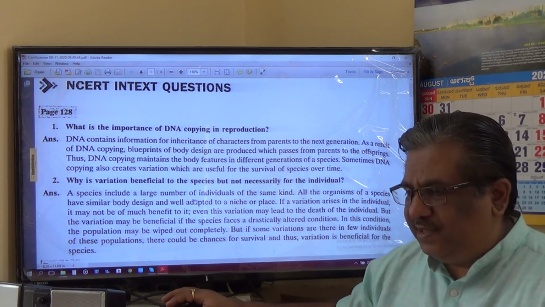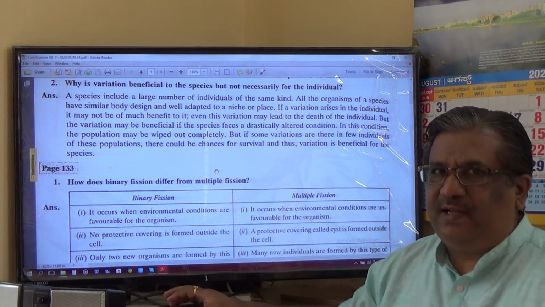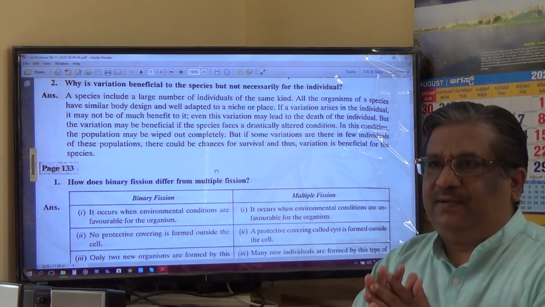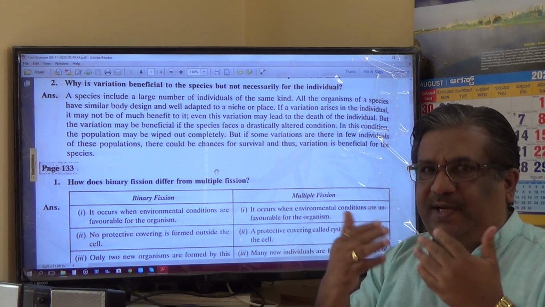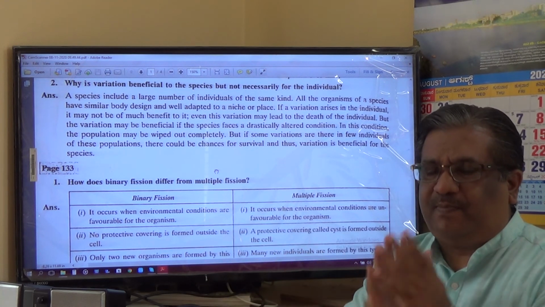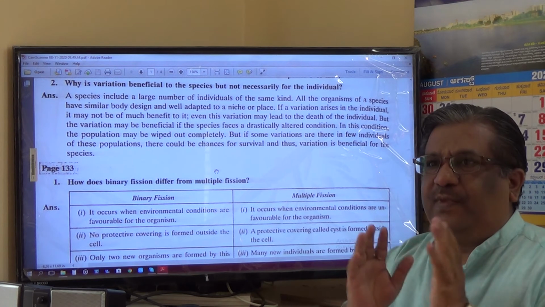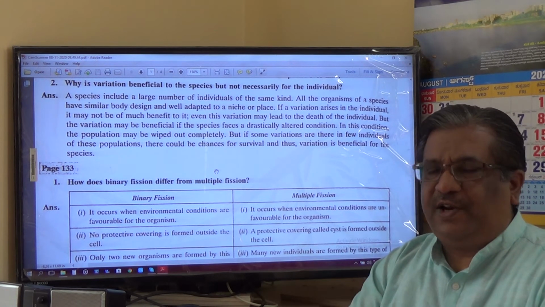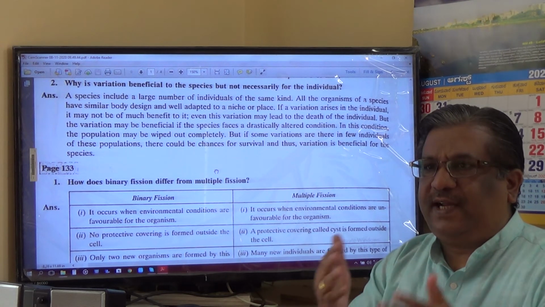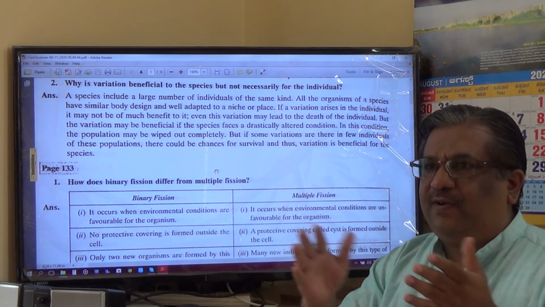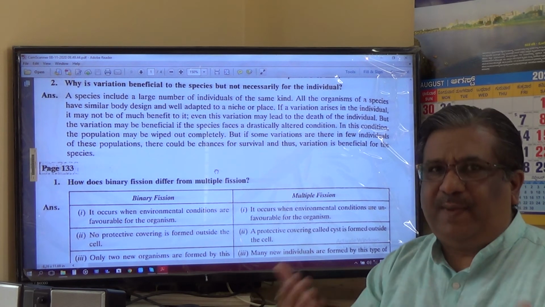Next, why is the variation beneficial to the species but not necessary for an individual? I'll tell you the story so you should be able to understand. There is a population, means a group of same organisms belonging to a particular species. If they live on one particular ecosystem, particular region or a particular niche, then we say that as a population. Now, generally, in order to live in a particular region or a niche, the organisms must have adapted to the environment. If there is a drastic change in the environment, then the majority of the organisms or the population of the organism or the species of the organism may wipe out.